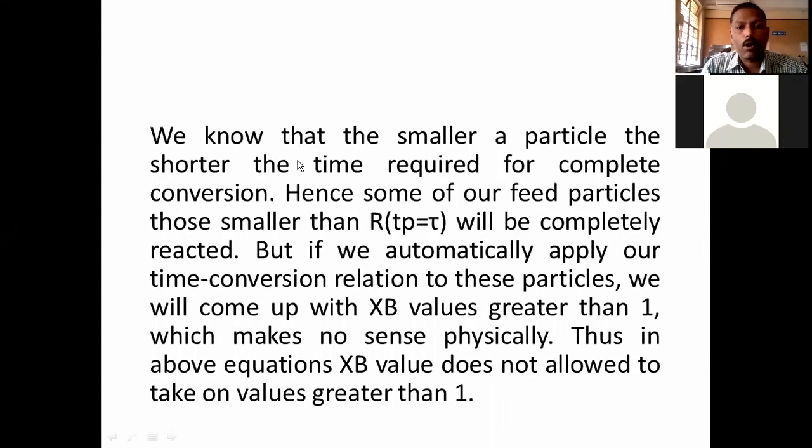So we know that the smaller a particle, the shorter the time required for complete conversion. Some of our feed particles, being smaller than those with t_p equal to tau, will be completely reacted. But if we automatically apply our time-conversion relation to these particles, we will come up with X_B values greater than 1. We already discussed this, which makes no sense physically. Thus, in the above equation, X_B is not allowed to take values greater than 1.